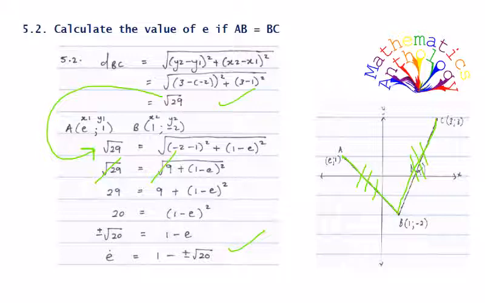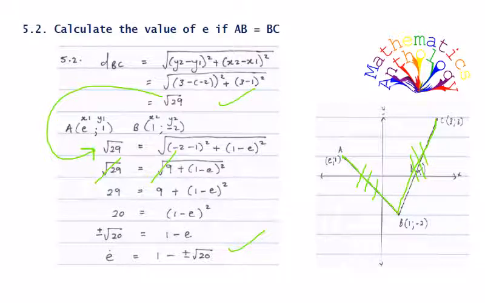e all squared. We need to isolate our e term, so we'll leave the bracket where it is, and we'll take our constant of 9 over. That will become negative 9. So 29 minus 9 will give me 20 on the left hand side. 20 will equal to 1 minus e all squared.